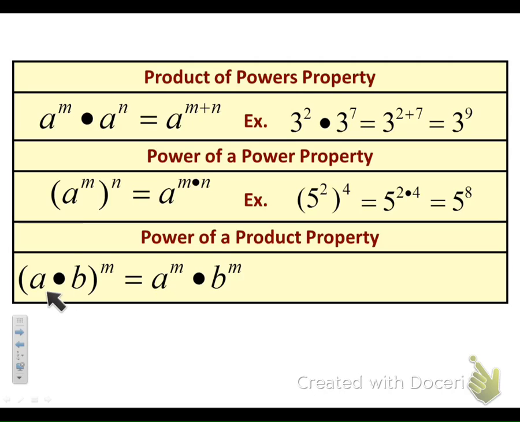Sometimes if we have something inside parentheses being multiplied, raised to a power, that means each item in here is also raised to that power. For example, if you have 2 times 3 raised to the 6th power, that's the same as taking 2 to the 6th power times 3 to the 6th power.